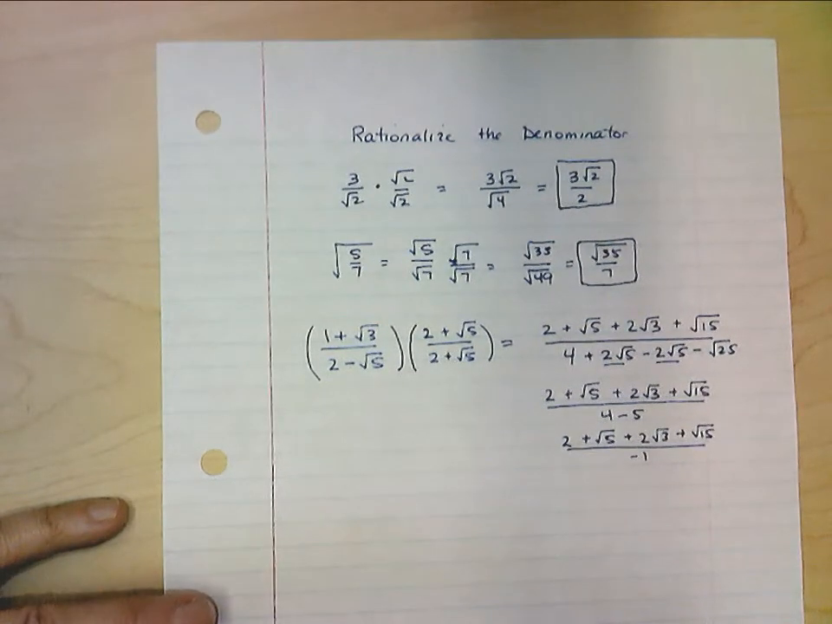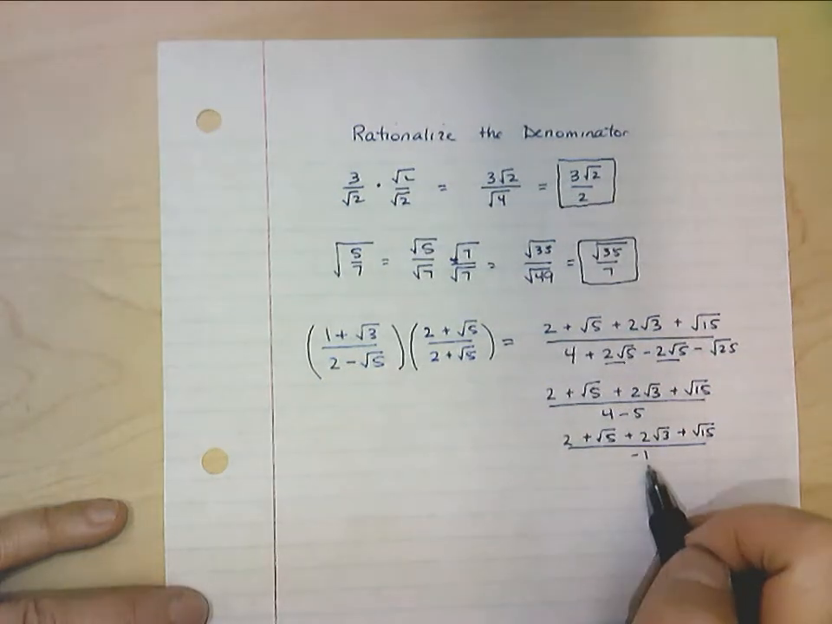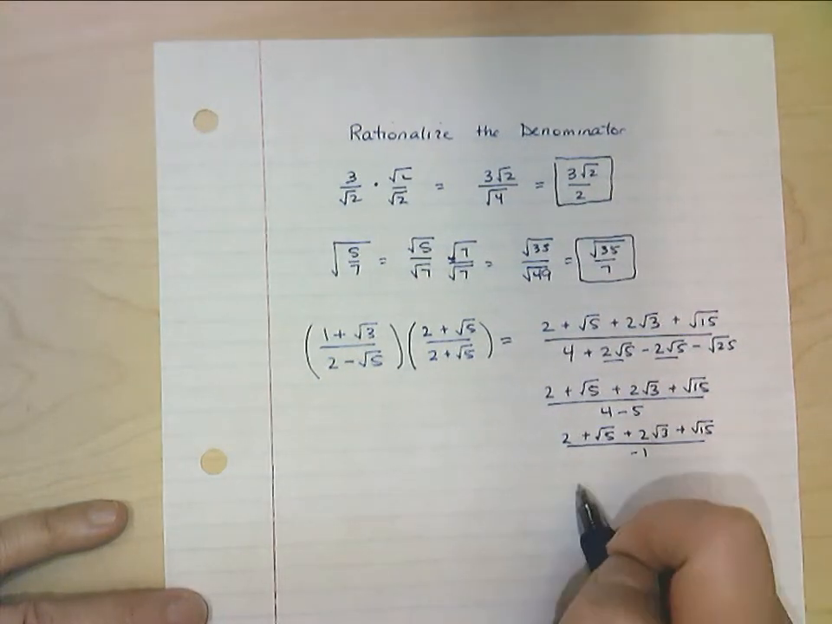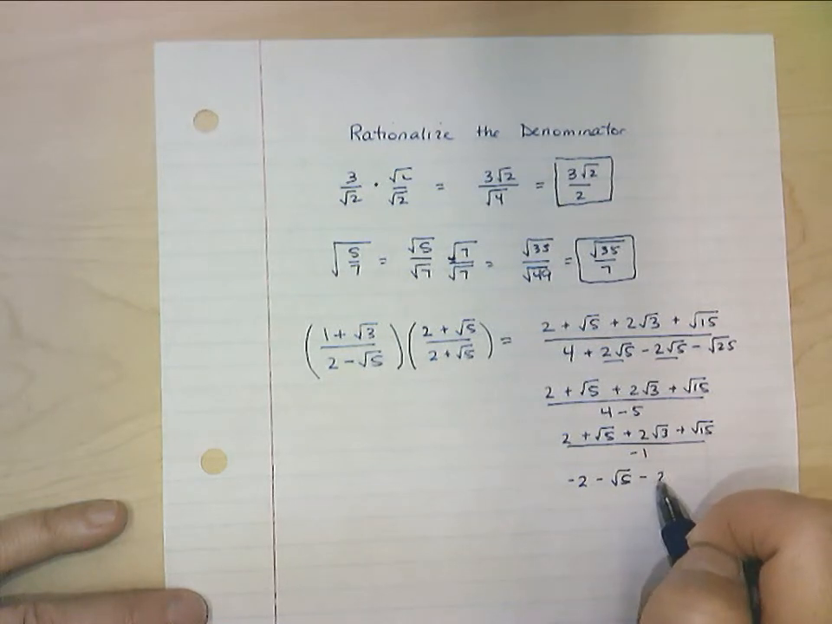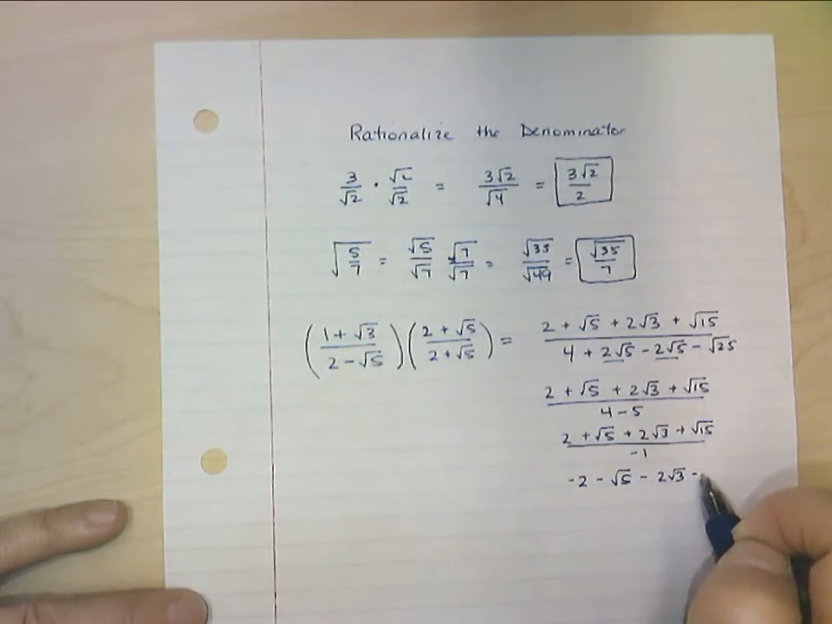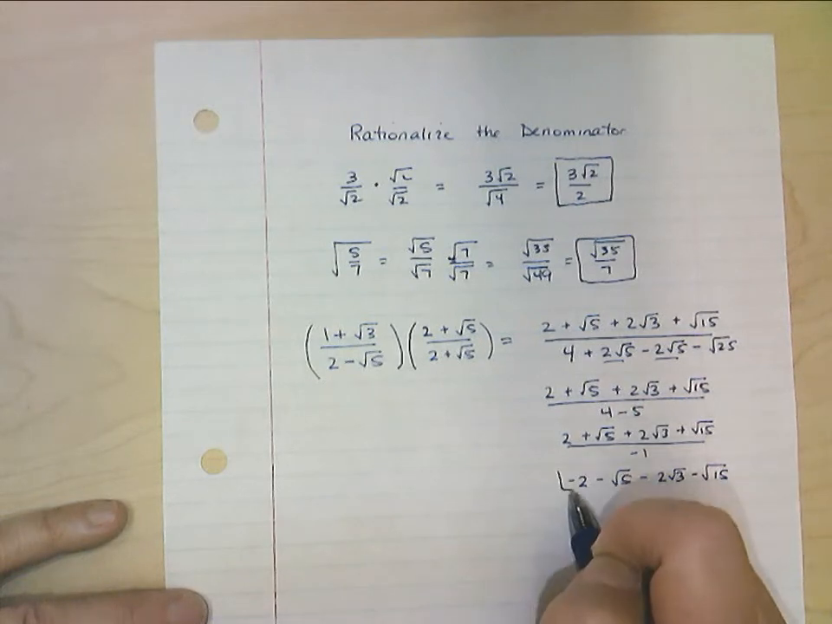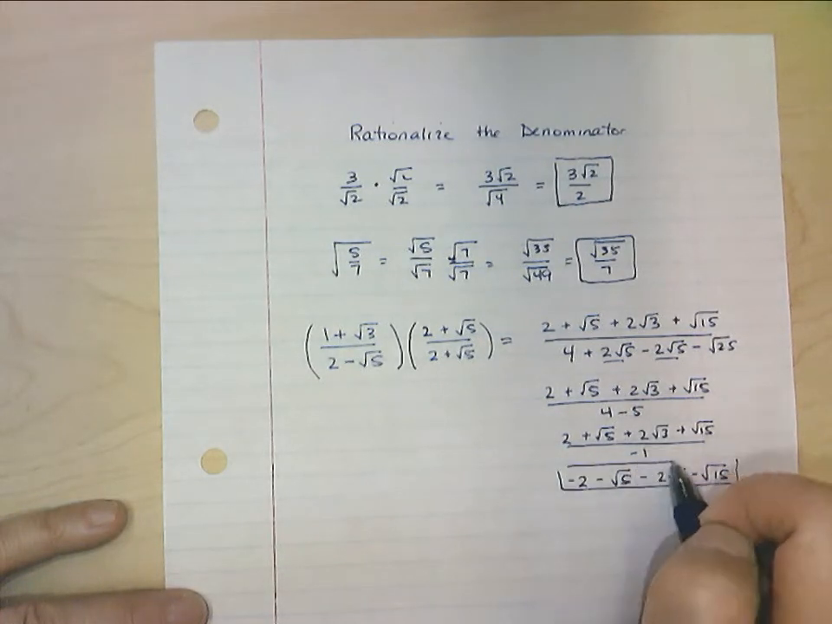And it's just not proper to leave a negative 1 in the denominator, so I'm just going to reduce everything by dividing by negative 1. So I get negative 2 minus the square root of 5 minus 2 square roots of 3 minus the square root of 15. That's my answer.